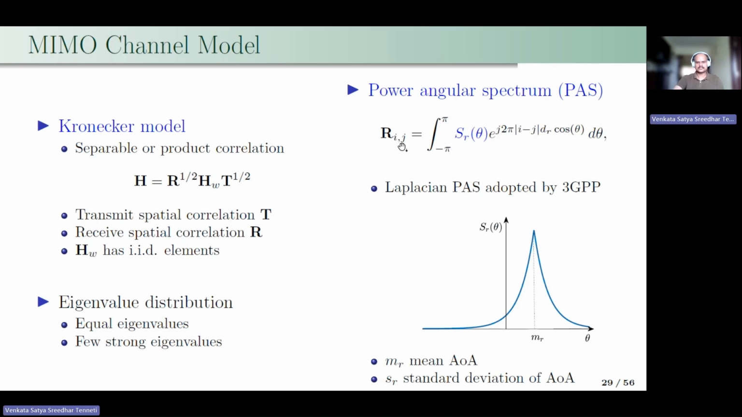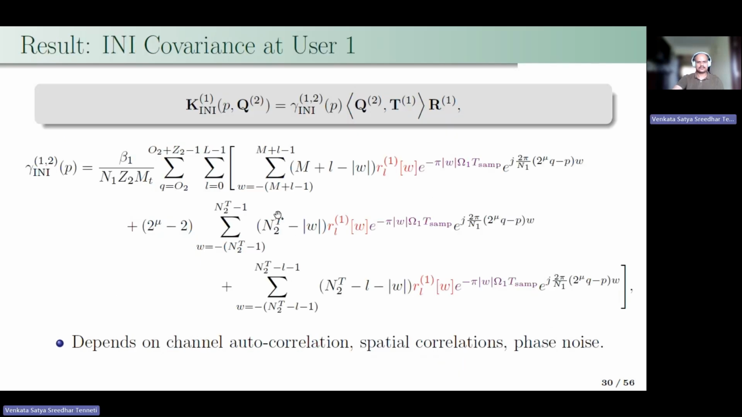Here, the ijth element of the received spatial correlation matrix R can be computed using this expression, where SR of theta is the received power angular spectrum, and DR is the inter-antenna spacing, which is normalized by the wavelength. A popular model for the power angular spectrum is the Laplacian model, which is adopted by 3GPP. This is characterized by the mean and also a standard deviation for the angular variable. So this is our first result in the MIMO analysis, which gives the INI covariance at user 1.